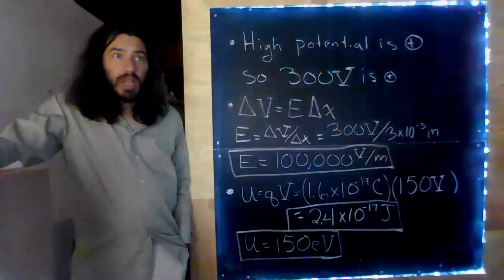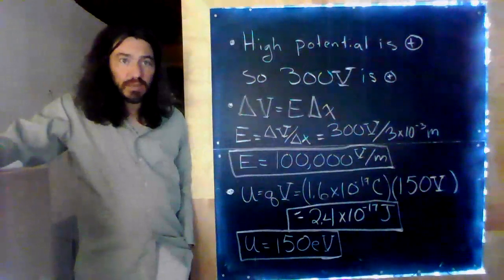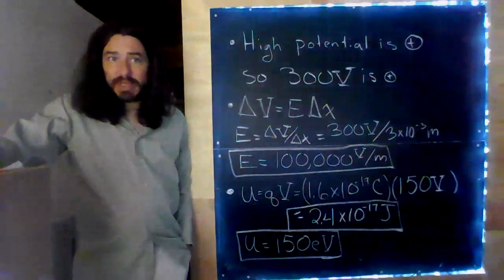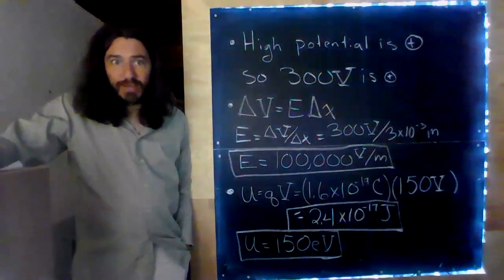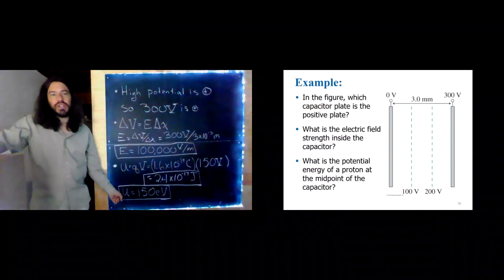Because an electron volt is defined as the potential energy that a proton has when it's sitting at 1 volt. So how much potential energy does a proton have when it's sitting at 150 volts? 150 electron volts.